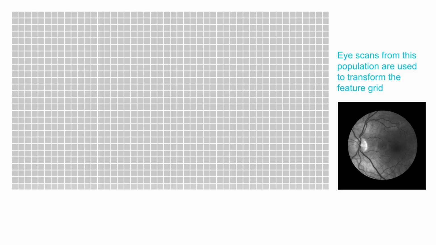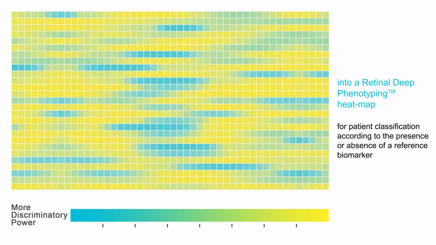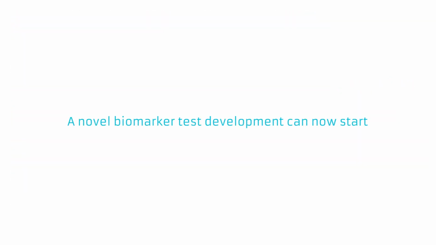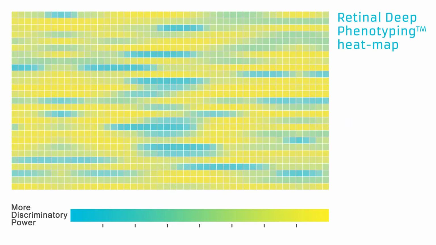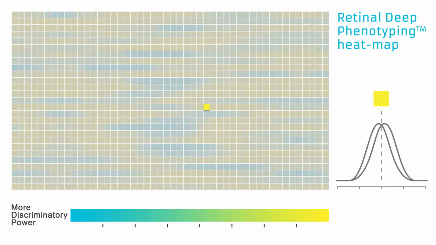An eye scan from the reference population is used to transform the feature grid into a Retinal Deep phenotyping heat map for patient classification based on the presence or absence of a reference biomarker. A novel biomarker test development can now start, the color scale of the heat map being indicative of the discriminatory power of each feature to differentiate those with the reference biomarker from those without.